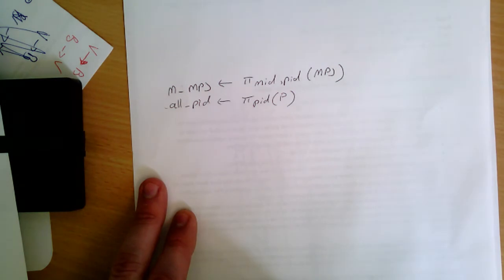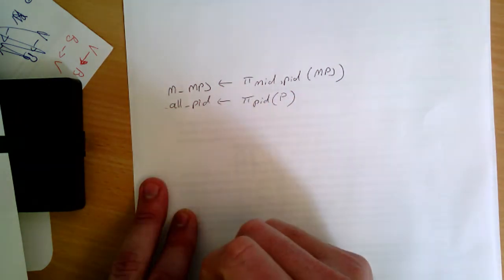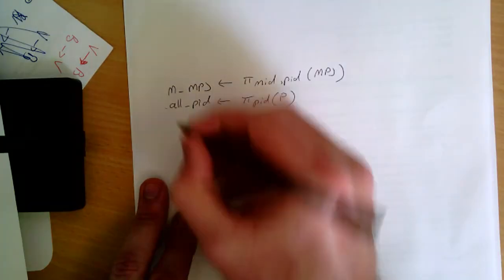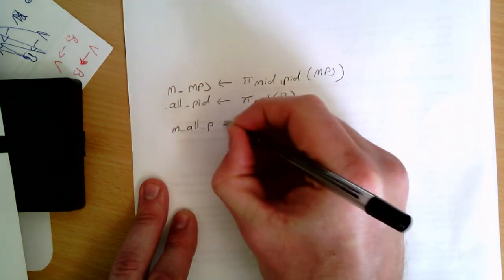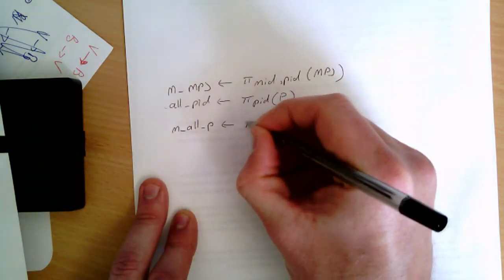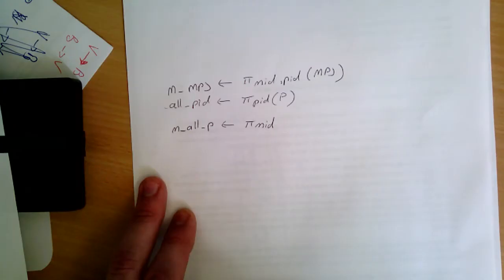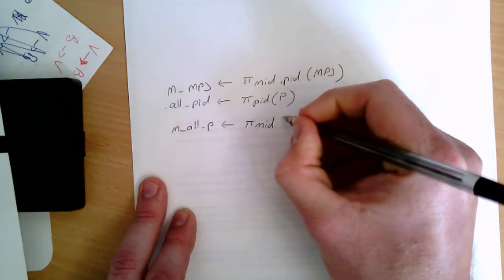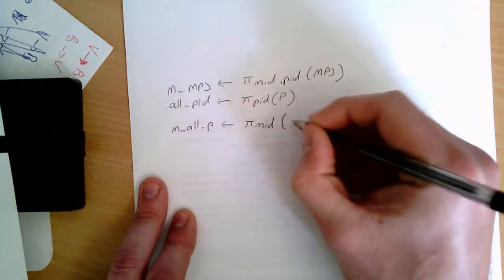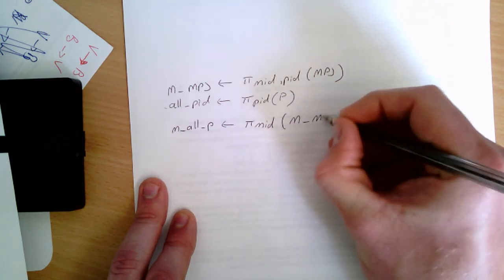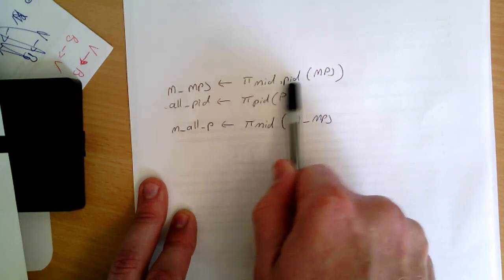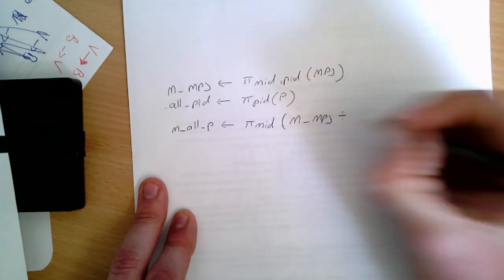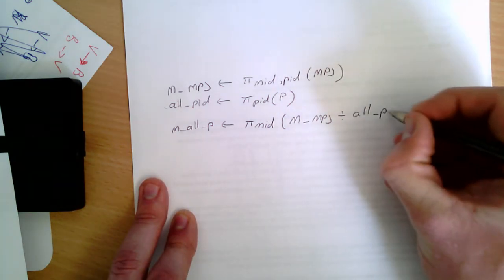The next step is to perform our division, and we'll do that by creating another intermediate result called m_all_p. We only want the MID out of this expression because we're then going to join that onto the manufacturer's table to get the status and the name of the manufacturer. We're going to perform a division operation. We take our first result, the m_mpj, which has all of our supply records with our manufacturer and our product ID, and we divide that by our all_PID result.